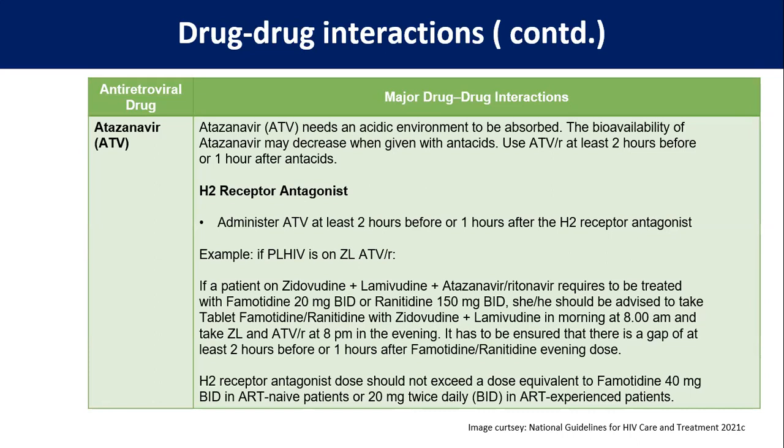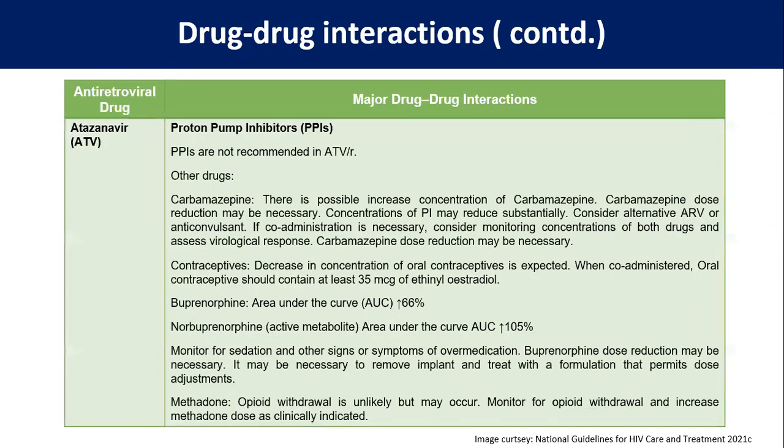And the dose of H2 antagonist should not exceed the dose equivalent to famotidine 40 milligram BID in ART naive patients or 20 milligram twice daily in ART experienced patients. Now, proton pump inhibitors are not recommended with ATV/r, but we can give it with a gap of 12 hours between atazanavir, ritonavir, and the PPI.